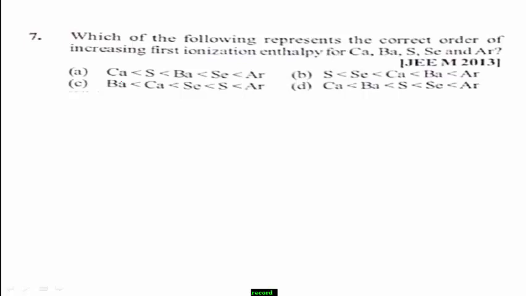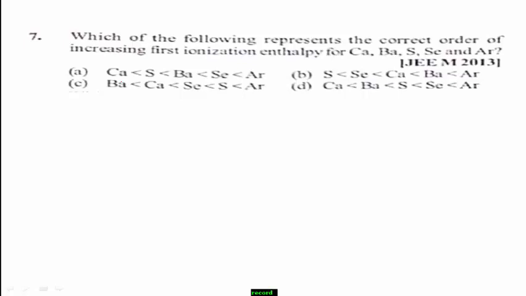Students, before going to the options, first remember one thing. On moving along a period from left to right, what happens to the ionization energy? It increases. And on moving down the group, ionization energy definitely decreases. Hence, the correct order is Ba less than Ca less than Se less than S less than Ar.